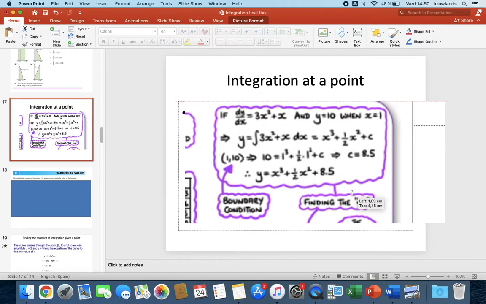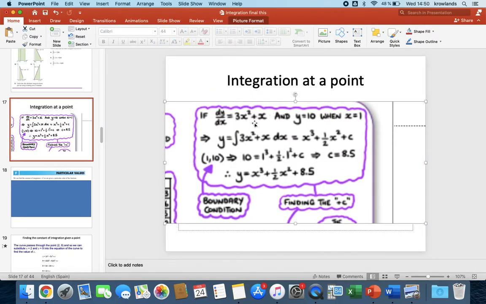We are given a function, such as 3x squared plus x. We then integrate this function into the following, plus c. The aim of this problem is to find out what c is. The way we do this is by substituting 10 for y and 1 for x in order to find out what c is. We then substitute that into the problem.